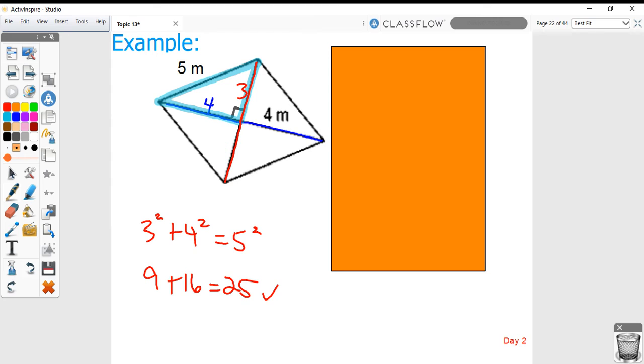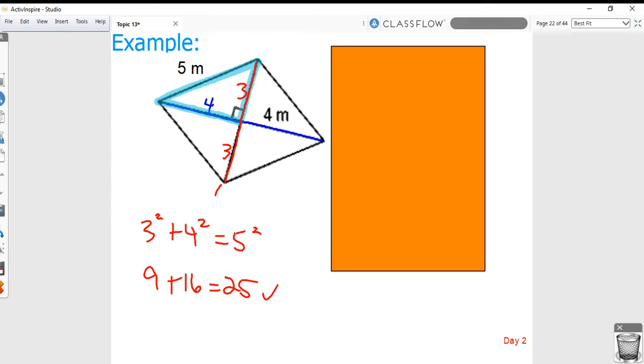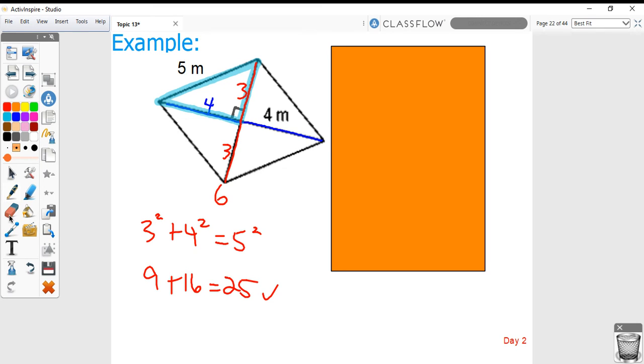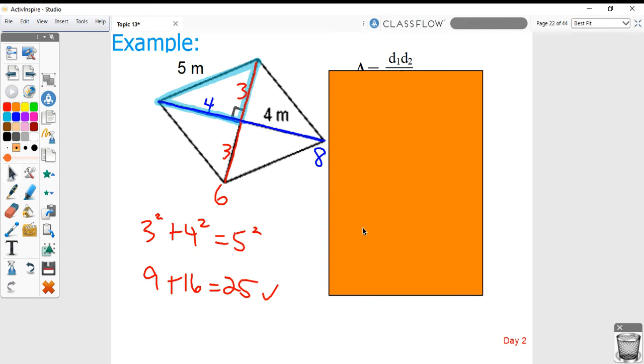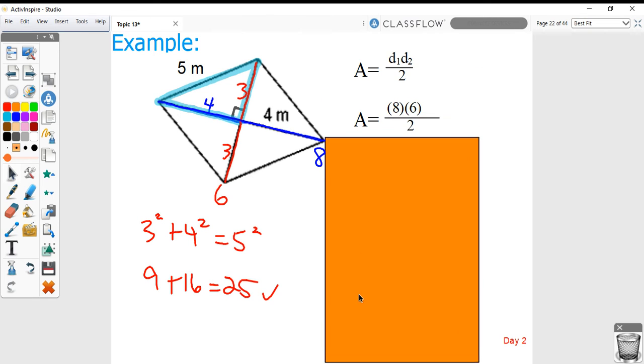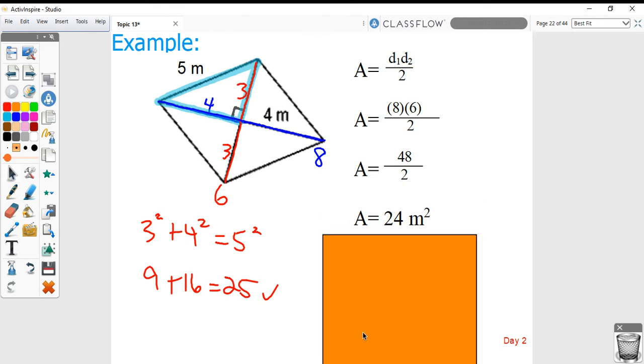So everything all put together, this red diagonal has a length of 6, and our blue diagonal from the beginning right there has a length of 8. So those are the numbers that we're going to plug in. Diagonal 1 times diagonal 2 is 8 times 6. And then we cut it in half.